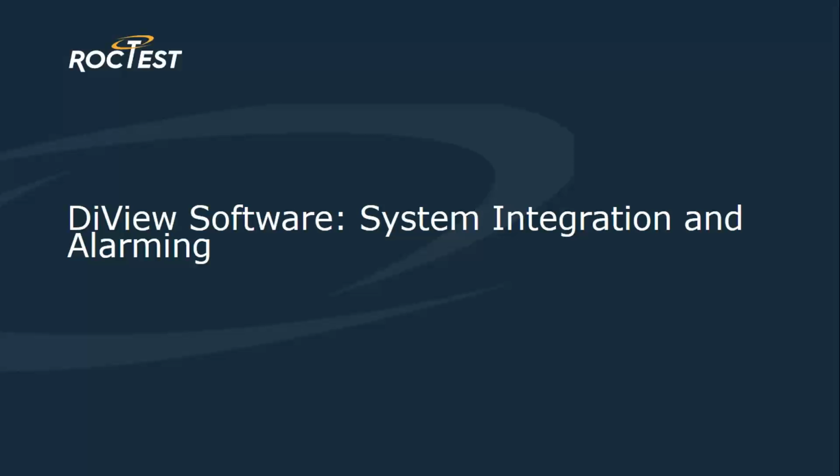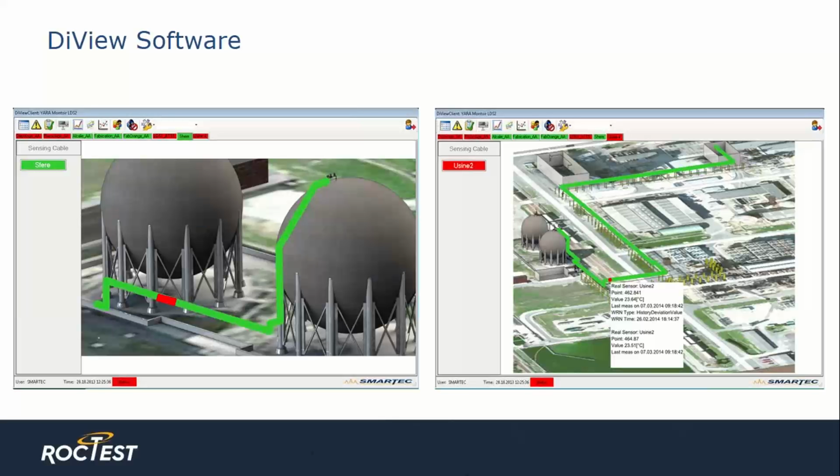So let's see the software. This is the most important component of the monitoring system. The DiView software has been developed to manage distributed data generated from the distributed sensors. Typically it provides a system status report, informing the operator about the status of each single component, such as the reading unit, sensor, and the software itself. It works continuously 24/7 without the need of an external operator.